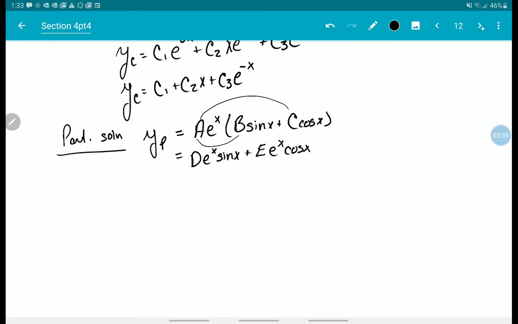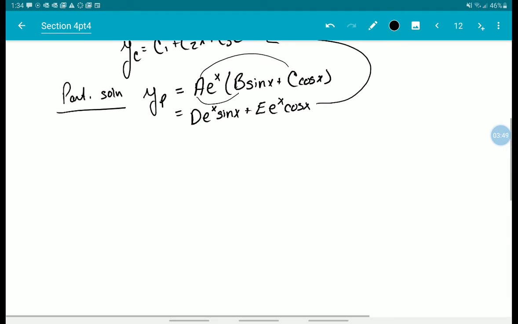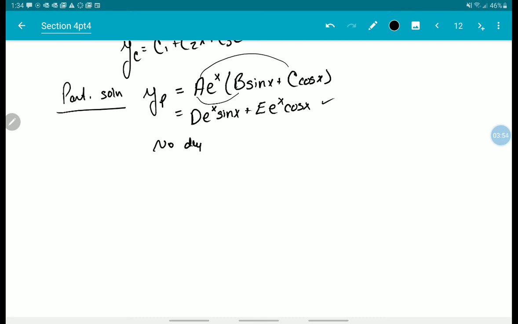So there's our particular. Now we're asking, do we have any duplications between here and here? And we see that we don't have any kind of duplications. So we are good to go to our next step. All because we have linear independence between each of those functions. So now we need to look at the substitution, but before we do that, we've got to find derivatives.